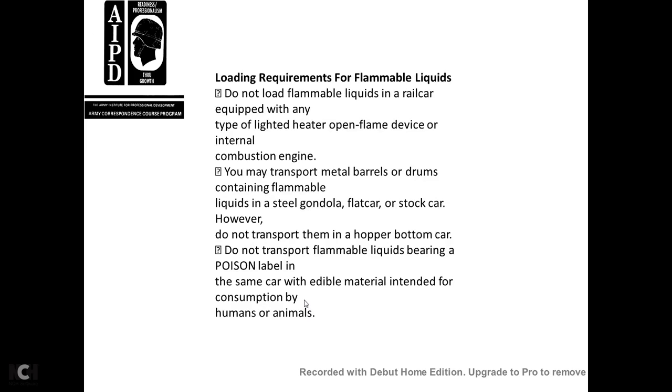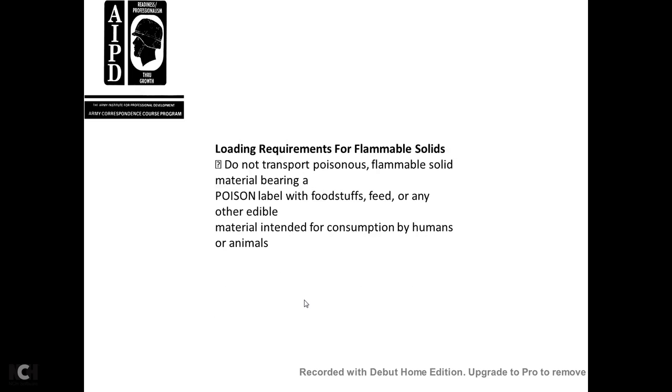Loading requirements for flammable liquids. Do not load flammable liquids in a rail car equipped with any type of lighted heater or open flame device or internal combustion engine. You may transport metal barrels and drums containing flammable liquids in steel gondolas, flat cars, and stock cars. However, do not transport them in hopper bottom cars. Do not transport flammable liquid bearing the poison label in the same car as edible material intended for the consumption of humans and animals.